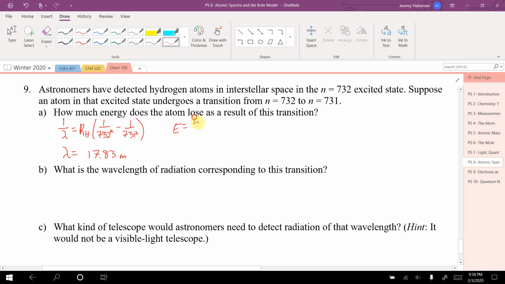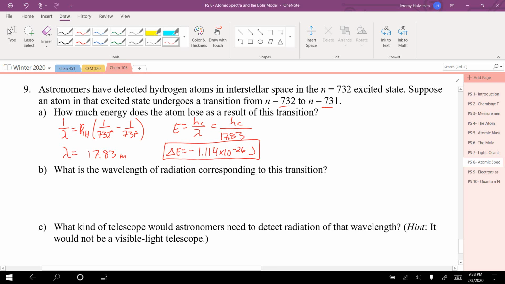Well, I know energy equals hc over wavelength. When I do that, I get an energy of 1.114 times 10 to the negative 26. Now the question is, should it be positive or negative? Well, it's going from 732 to 731. It's going down, so it should be negative. So my change in energy equals negative that guy, joules.